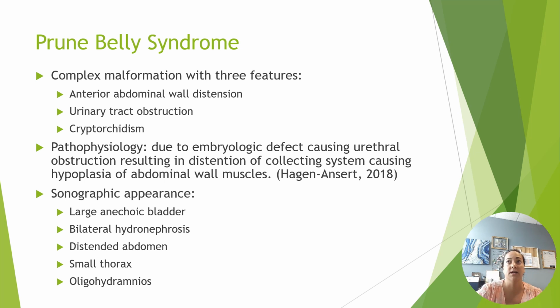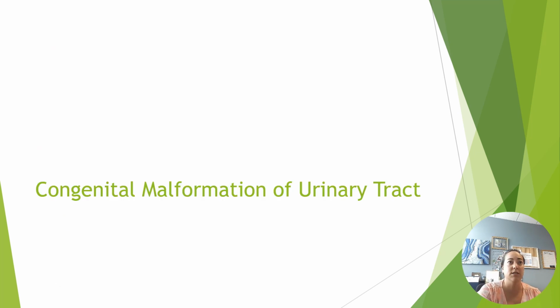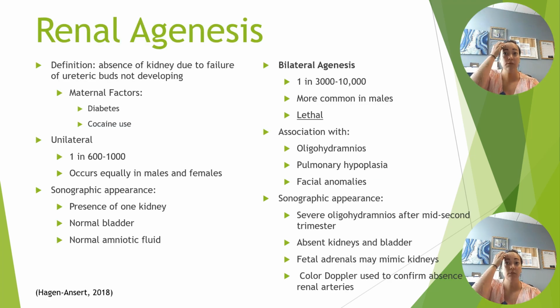All right, moving on to the next topic, which is congenital malformation of the urinary tract. Renal agenesis is one of those things that can happen. This is where we have absence of a kidney or both kidneys due to failure of the ureteric buds to develop. This is associated with maternal factors, diabetes. We talk about diabetes a lot, and then also cocaine use in pregnancy.